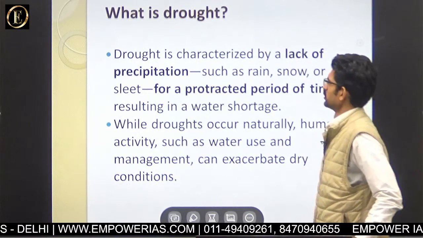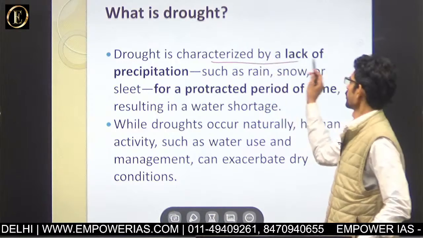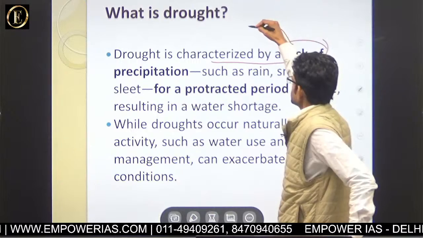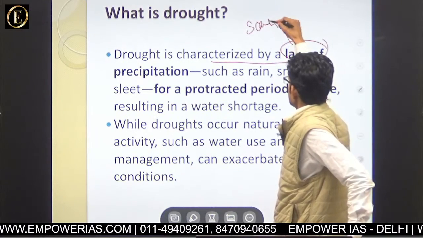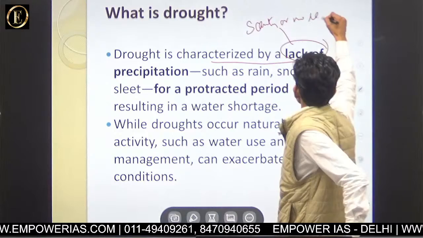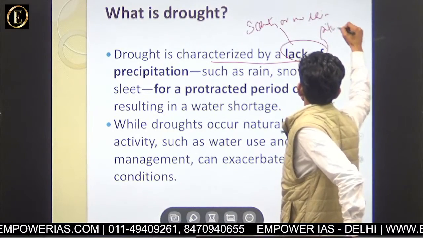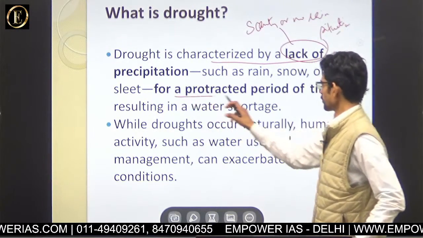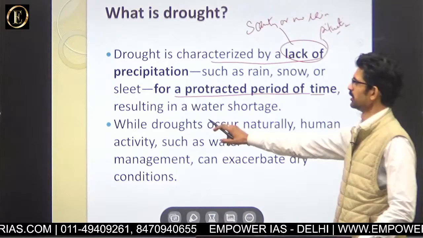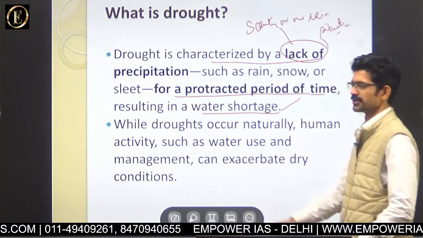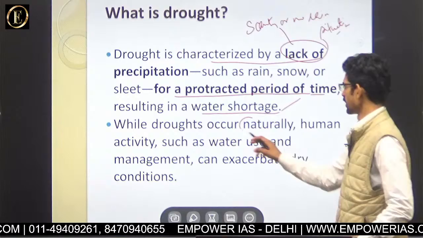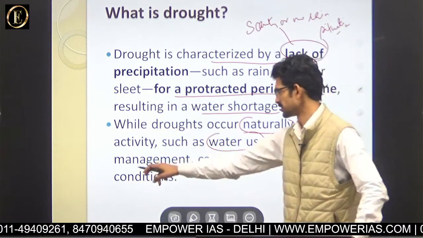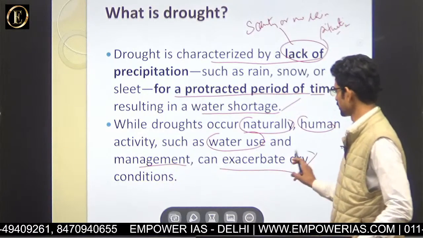So what is drought? Drought is characterized by lack of precipitation. आर्द्रता की कमी को हम ड्रॉट कहते हैं. That is scanty rainfall situation and no rain situation is called a drought, for a protracted period of time resulting in water shortage for irrigation. Now drought occurs naturally, and human activities such as water use and management can exacerbate dry conditions.